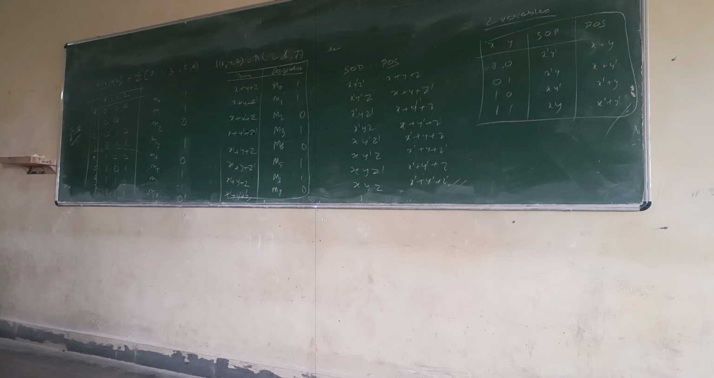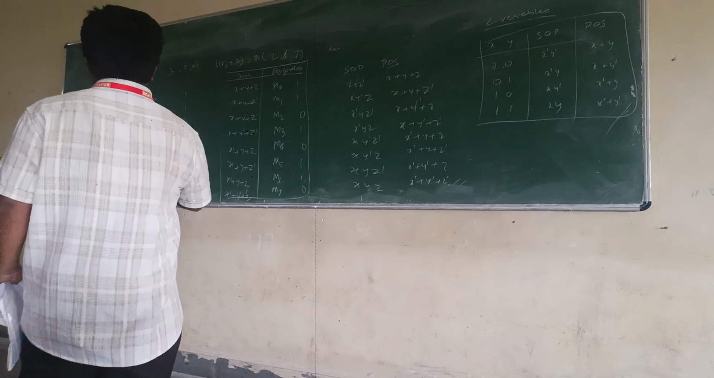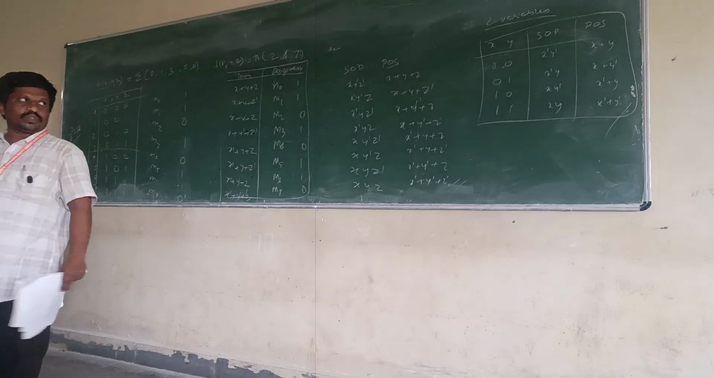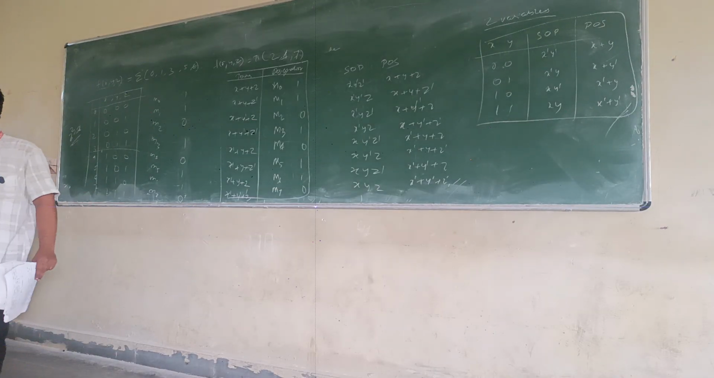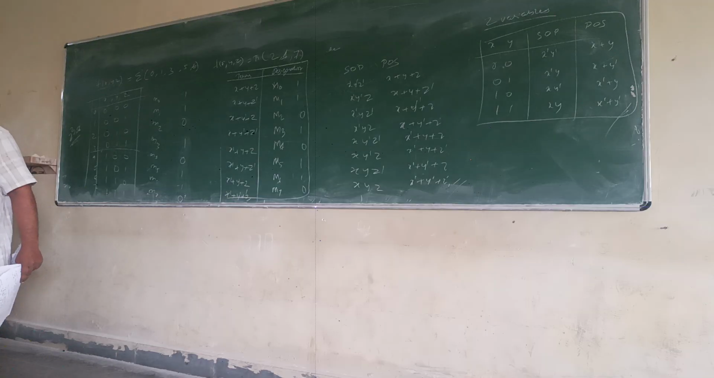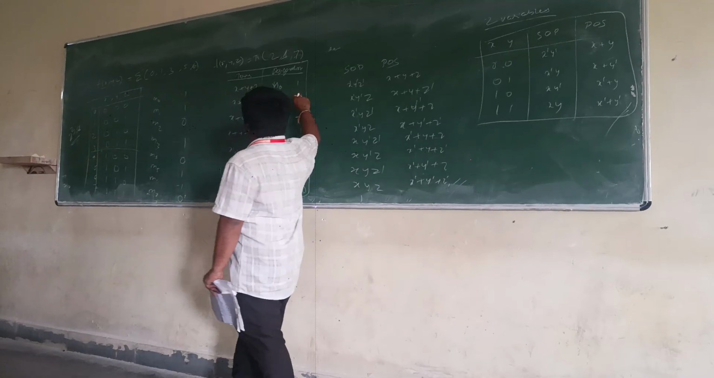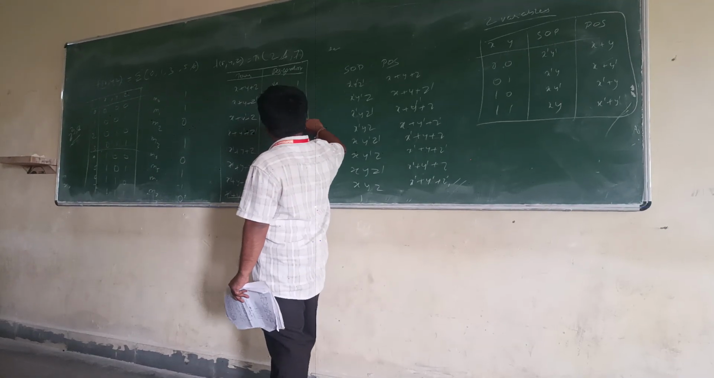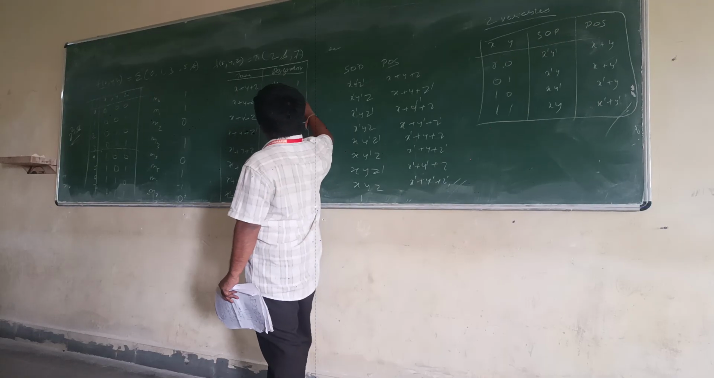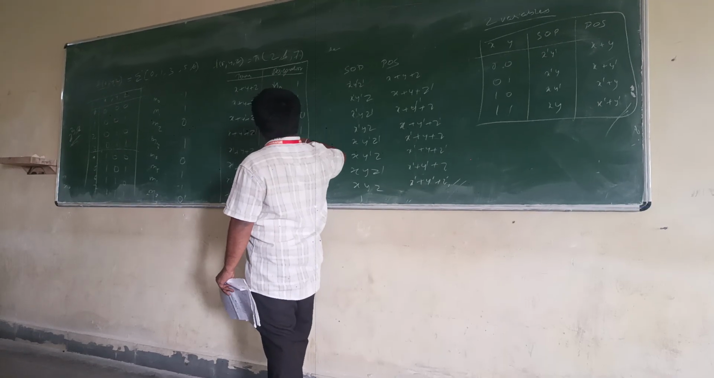Just I'm saying what I'm using. Both will be the same, if in place of 2 we have to keep 1. Both will be the same. This one is the same. Min terms and max terms, that's to be the same as it is.